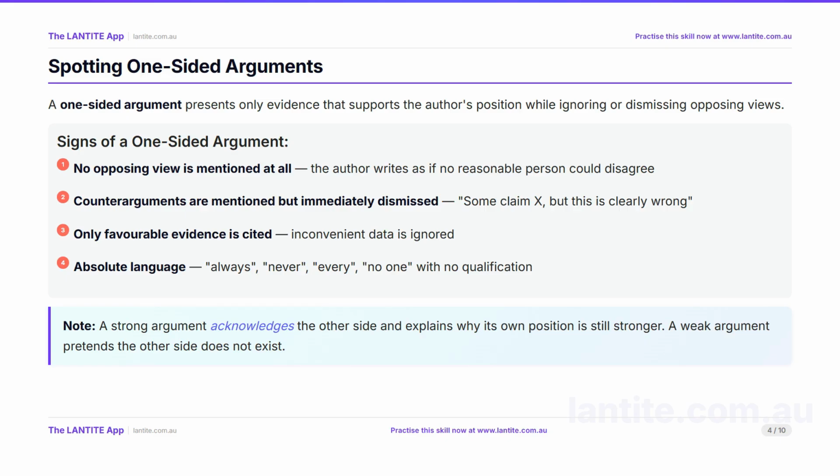Third, only favorable evidence is cited while inconvenient data is ignored. And fourth, absolute language like always, never, every, and no one with no qualification. Here is the key insight. A strong argument acknowledges the other side and explains why its own position is still stronger despite the counterpoints. A weak argument pretends the other side does not exist.